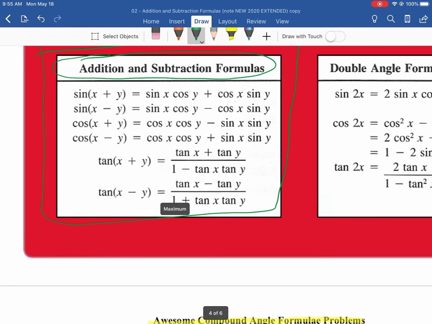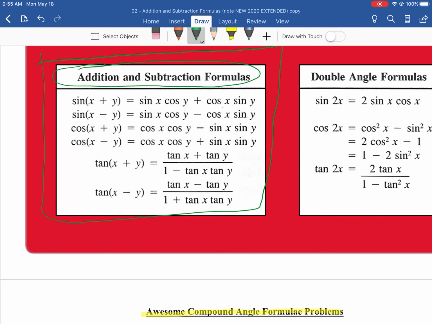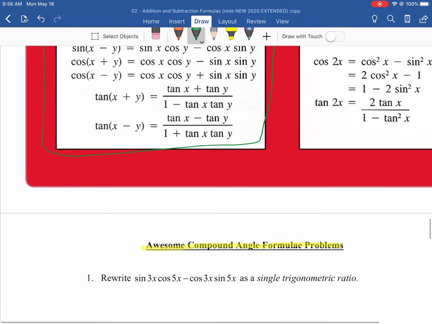Now, I want to spend my time looking at the formulas in this box that I've created back here for addition and subtraction formulas. These formulas can be used two different ways. And just as often, you'll use these formulas to go left to right as you will go right to left. This question, even though it doesn't say it, is asking you to use one of these formulas right to left.